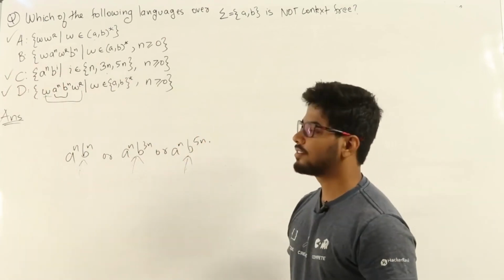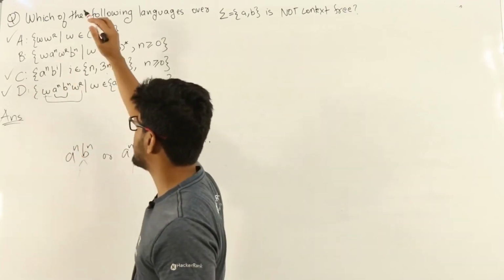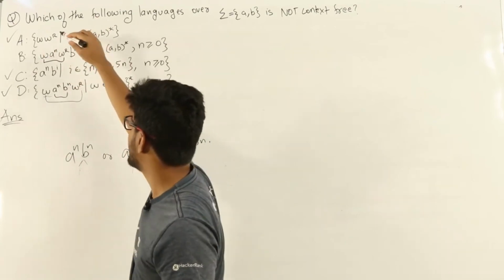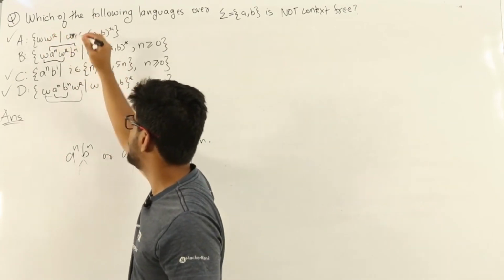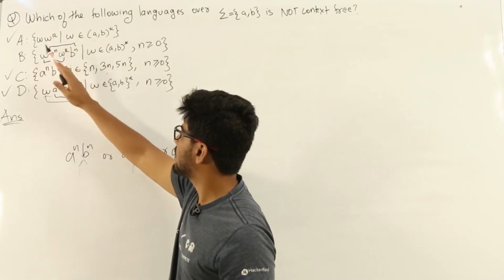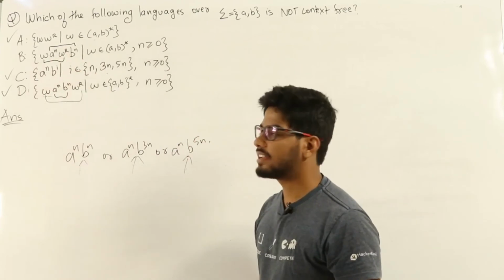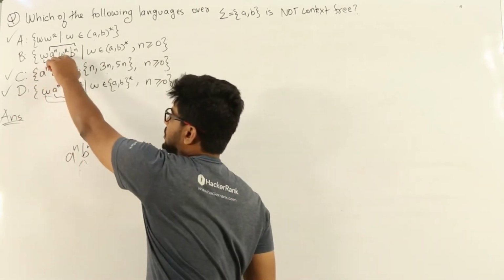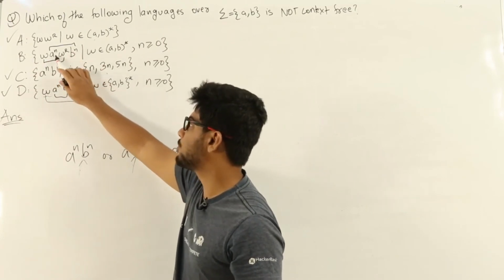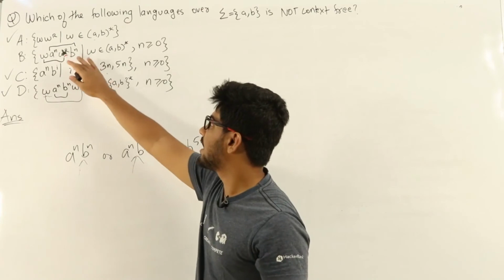Now coming to B, that's the only option left. This is not a context free language. Why is this not context free? We have to match this w to w reverse. That we can do. We have to match a power n to b power n. That also we can do. But we can't match w a power n to w reverse and b power n. The case is, for matching w to w reverse we need to push all w's. In order to match a power n to b power n, we need to push all a's to the stack. Now the stack will contain w and a power n.